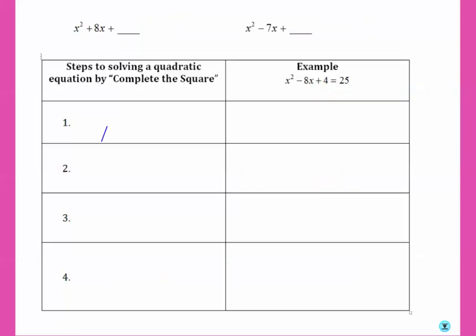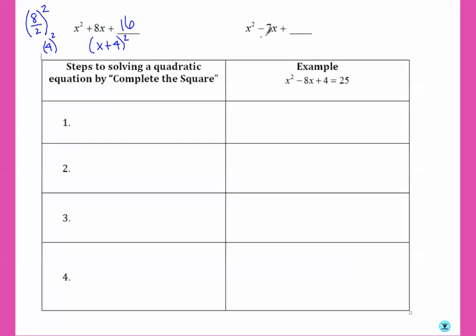If we have x squared plus 8x plus something, we're going to take our b value, which is positive 8, divide it by 2, and square it. 8 divided by 2 is 4. 4 squared is 16. What would that factor to? What two numbers multiply to 16 and add up to 8? It would be x plus 4 squared.